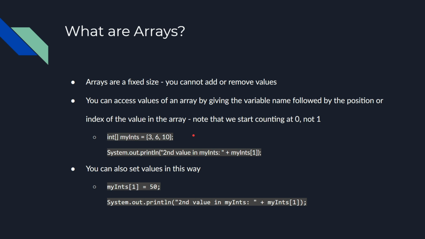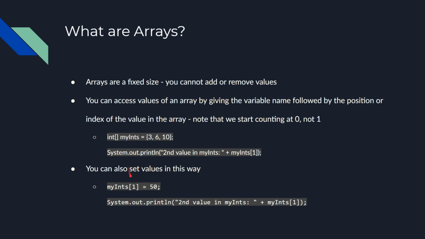So if we do myInts square brackets 1, and we print this, it will say second value in myInts colon 6, because 0, 1. 1 is the 6. Does that make sense to everyone? Cool, all right. So that's how to get values from the array.